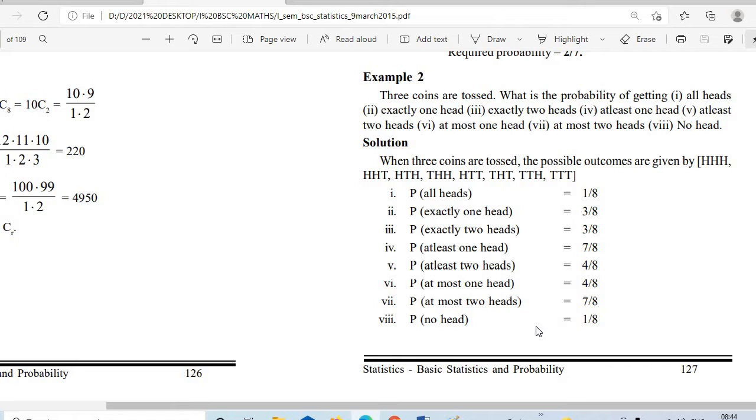So all heads means we should get HHH. So the probability of all heads will be 1 out of 8 possibilities. So that is 1 by 8. Second case, probability of exactly 1 head. Okay. So there are 3 cases with 1 head.